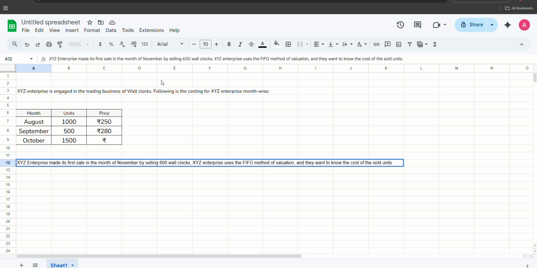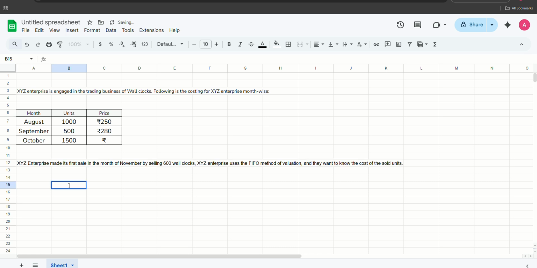Today I'm going to teach you the first in first out method, FIFO, in a very short period of time by solving a sample question. The first in method is an inventory management and accounting method where the oldest stock or asset acquired first is assumed to be sold, used or disposed of first. This is the formula to be implemented to solve this question.